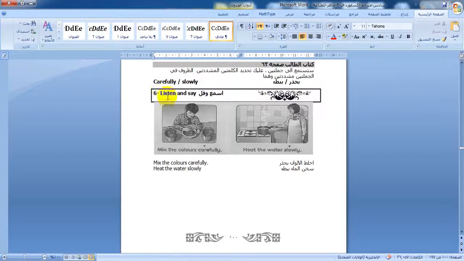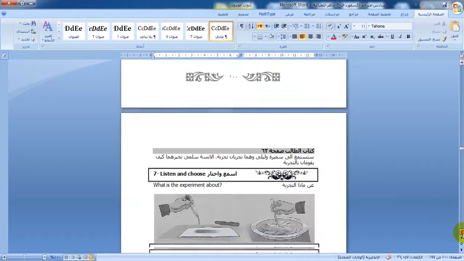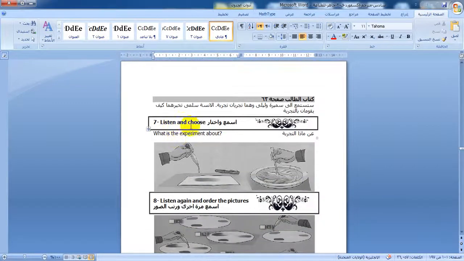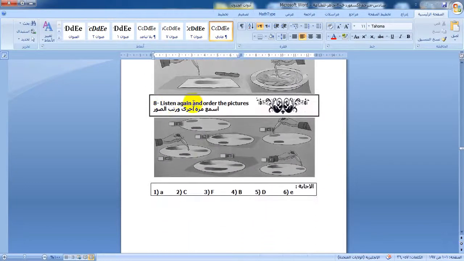Carefully, slowly. 6. Listen and say. Mix the colors carefully. Heat the water slowly. 7. Listen and choose. What is the experiment about? 8. Listen again and order the pictures. 1A, 2C, 3F, 4B, 5D, 6E.